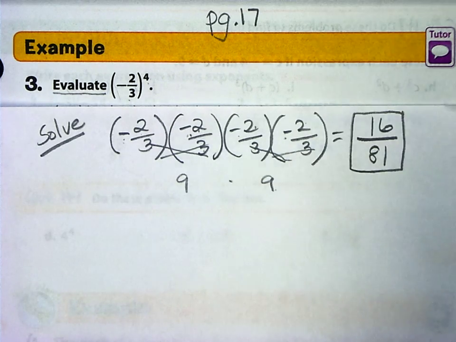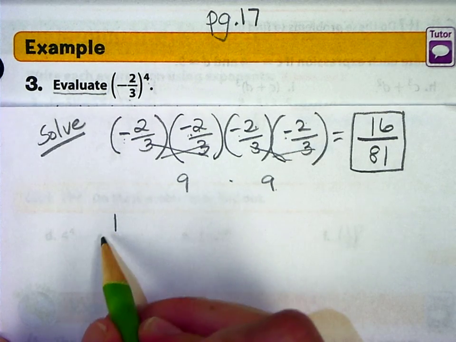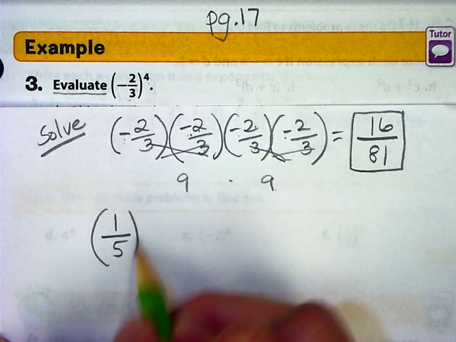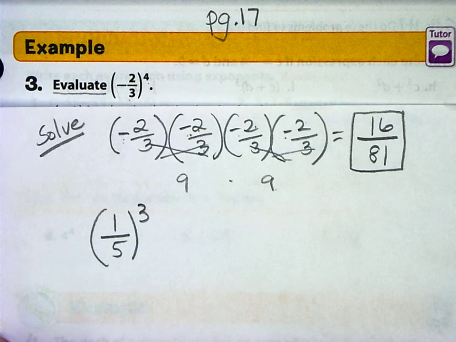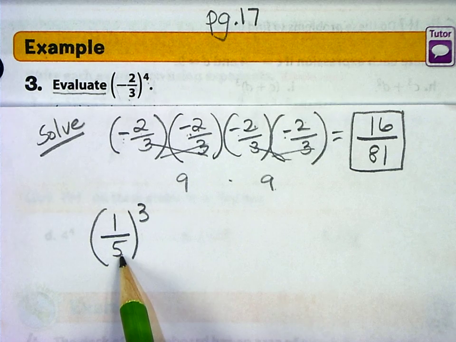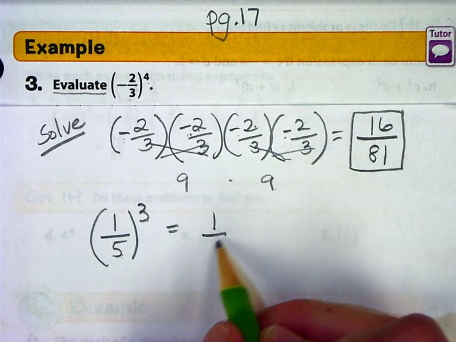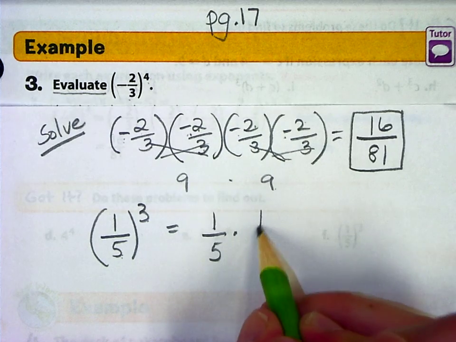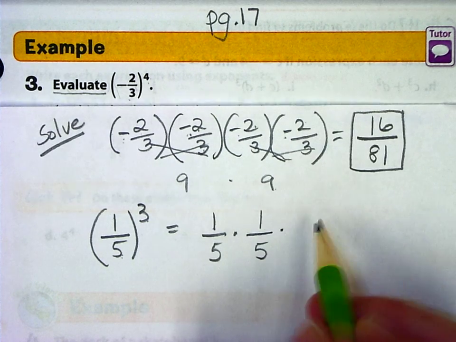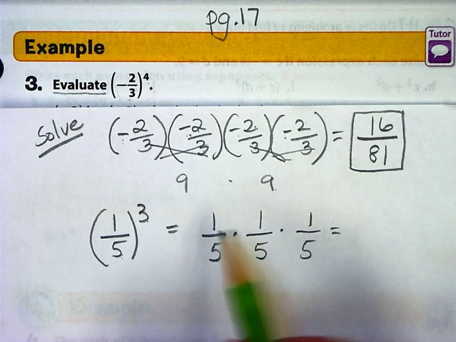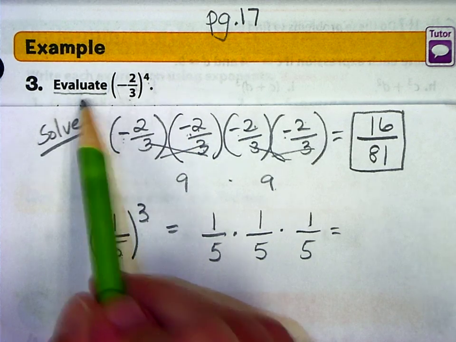Okay, let's try another one. Let's try 1/5 to the third power, or 1/5 cubed. Okay, so I'm first going to write out 1/5 3 times. And now evaluate, remember, means solve it completely.